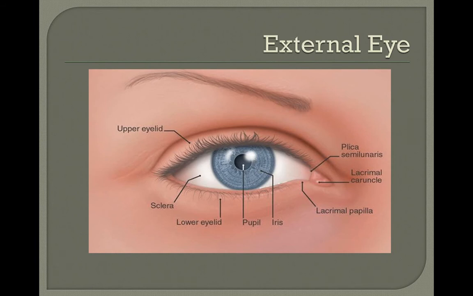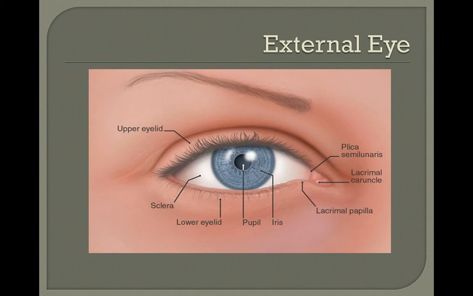First we have the eyebrows, eyelids, and eyelashes, and the purpose of these structures is to protect the eye from dust and foreign particles. Also, the eyelids are responsible for the distribution of tears, and the eyelids help to control the amount of light that enters our visual pathways.